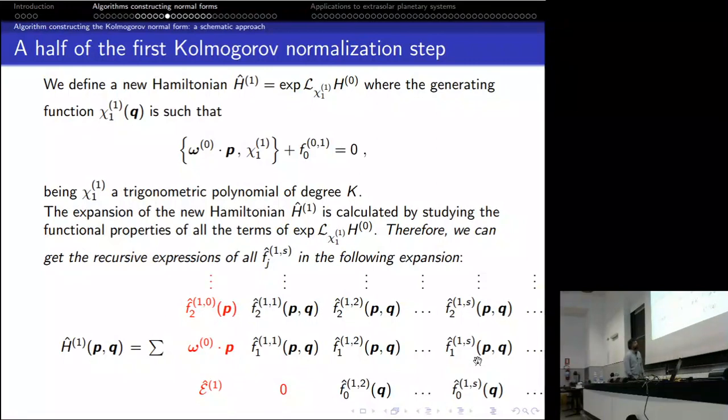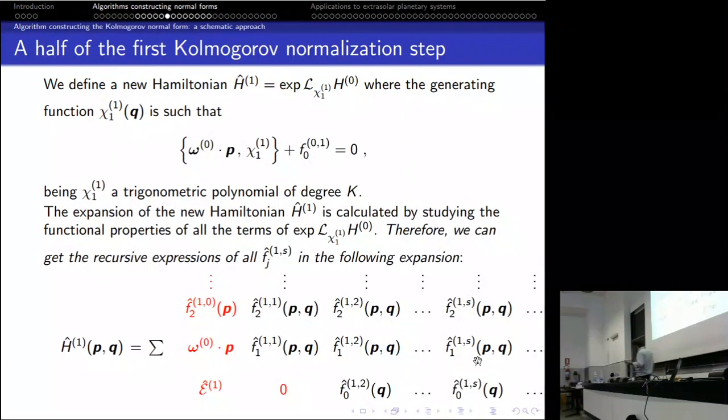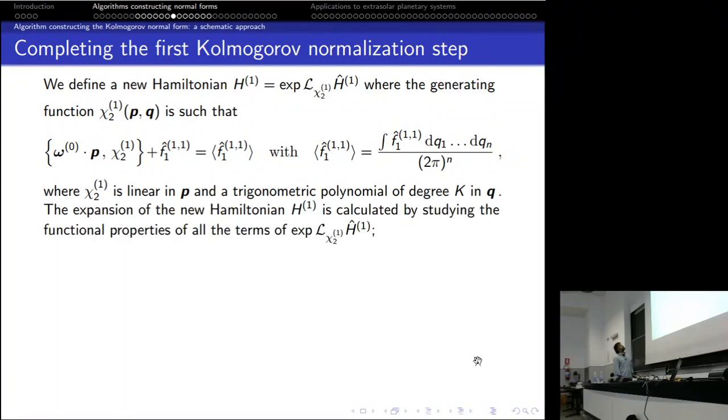Well, then you want to remove all the terms of the next order. You recall that going in that direction the terms are smaller and smaller, so the next term to remove is this one. And then you compute another homological equation to remove that term. Here you have again a contribution that is not depending on the angles, and this time it will be linear in the angles, so you cannot remove it, and it will appear in the expansion for a while.